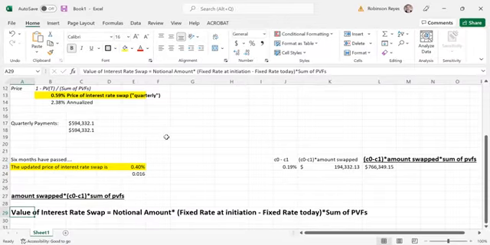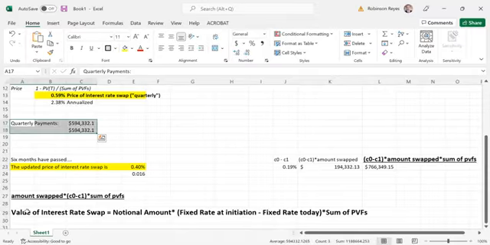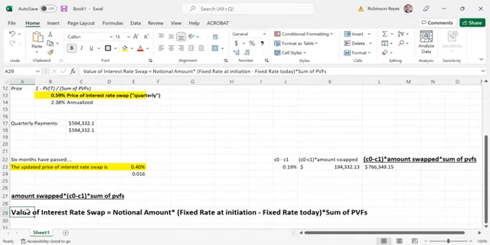And that's the formula how you see it here, but now we have clearly figured out this formula step by step from the very beginning. And now you can see what are the quarterly payments, we have it, what is the price, we have it, and then what is the value, we have it as well.